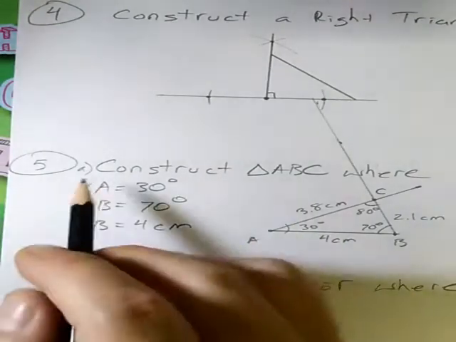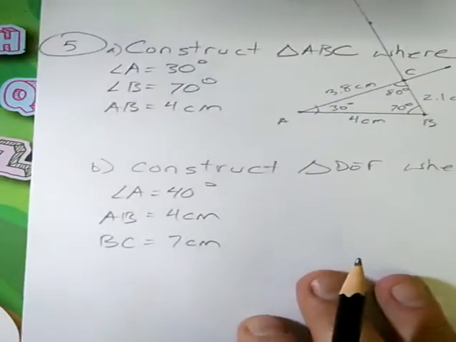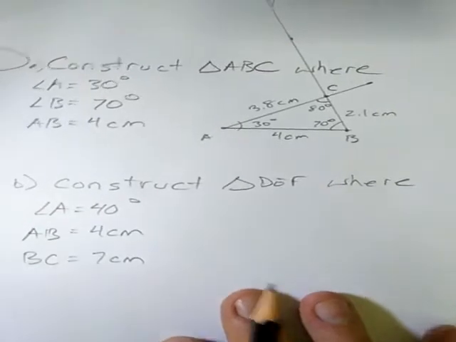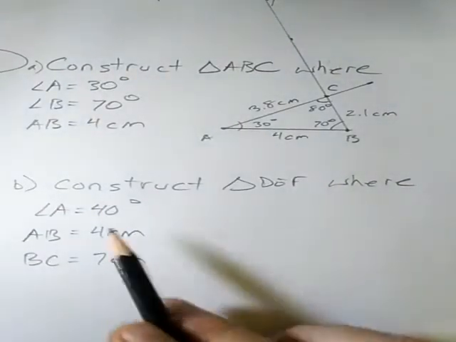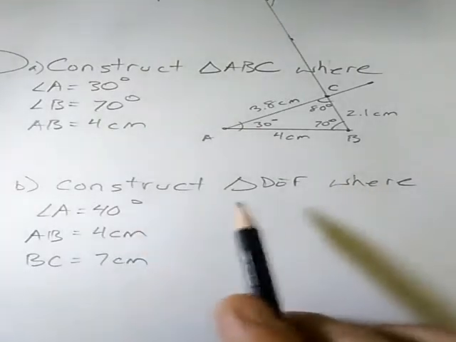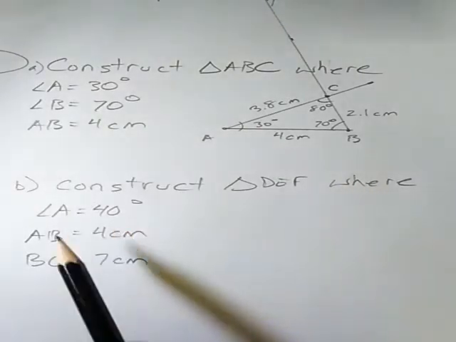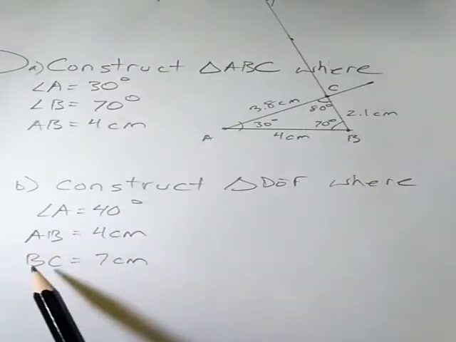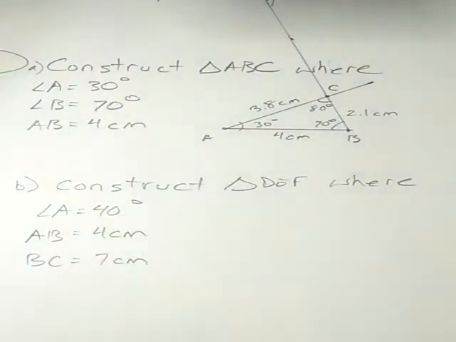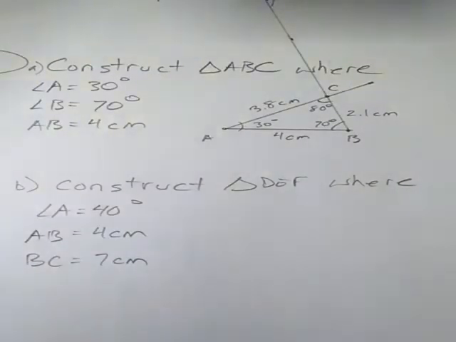Okay, so that was part A. Part B is similar, but rather than giving angle, side, angle, now we have side, angle, side. So here we have construct triangle DEF where angle A is 40 degrees, side AB is 4 centimeters, and side BC is 7 meters. So now I'm given one angle and two sides, and in part A I was given one side and two angles.